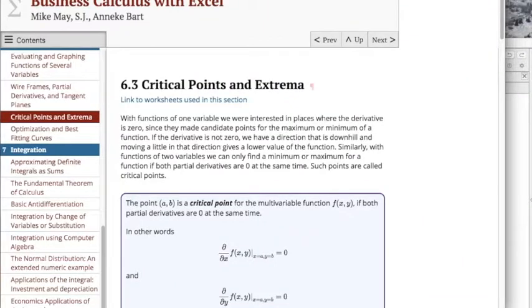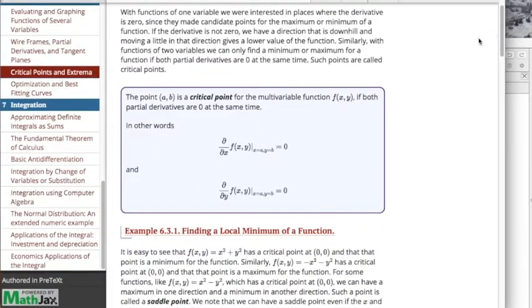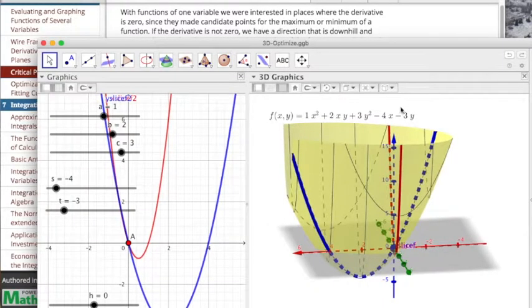Good morning. Today we're looking at section 6.3, critical points and extrema for functions of two variables. The first concept we're looking at is the critical point. In a multivariable function, that's a place where both the derivatives are zero. It's easier to see that looking at pictures.